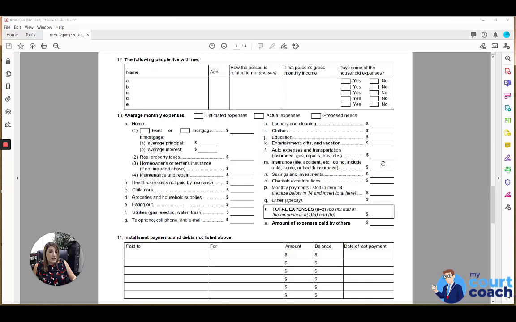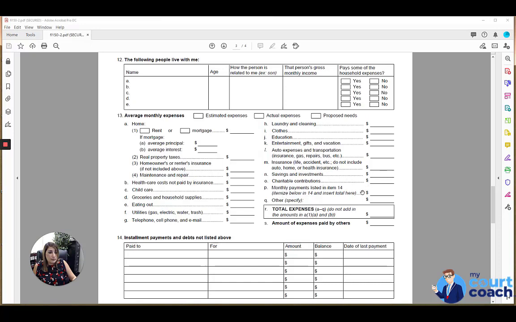If you put aside any money for savings and investments, you want to list that in 13N. A lot of times people neglect to include what their 401k contributions are, but I always make sure to include that in 13N, and you can pull that from your pay stub if your employer is helping with that. Any charitable contributions, you would list in 13O.